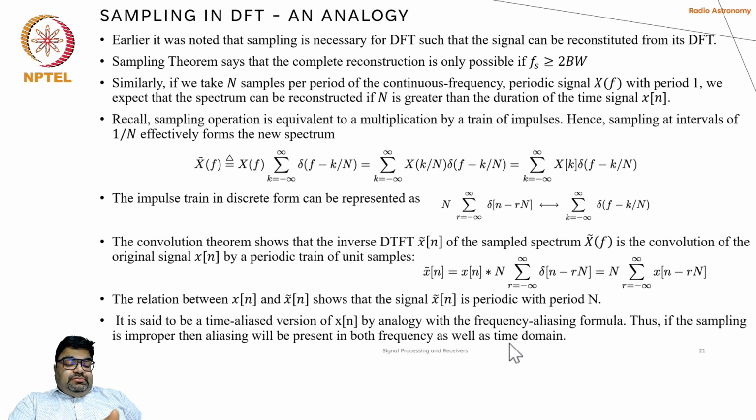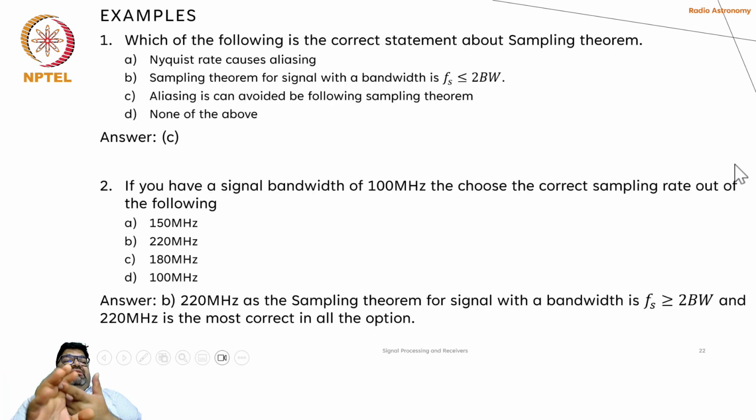So, if sampling is not done properly in time domain or in frequency domain, there will be an effect called aliasing, which will be present in both frequency and the time domain as well. So, the takeaway message is that if you want to discretize the signal, why do we discretize it? To convert it from the analog to the digital form, which makes life easier.